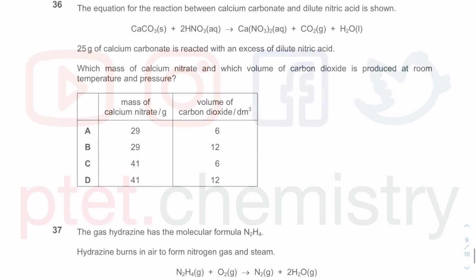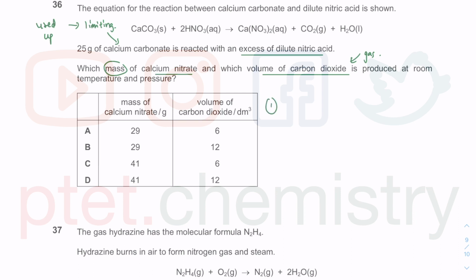Question 36 is another one, calcium carbonate plus nitric acid. You have excess of nitric acid, so you're looking at the mass of the product as well as the volume of carbon dioxide gas being produced. And this is limiting because the nitric acid is not completely used up. The limiting one is used up completely.